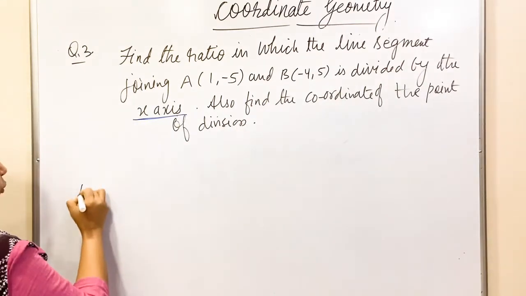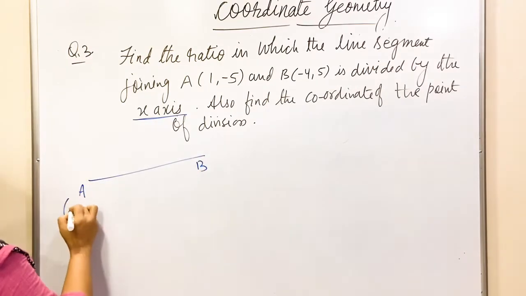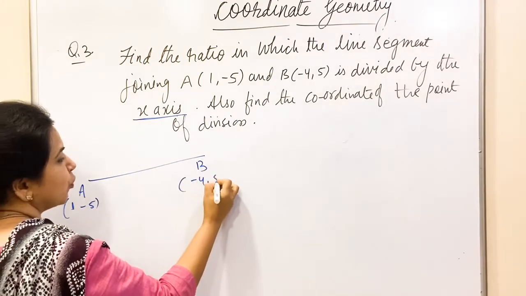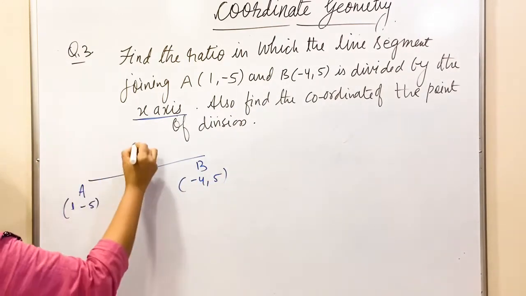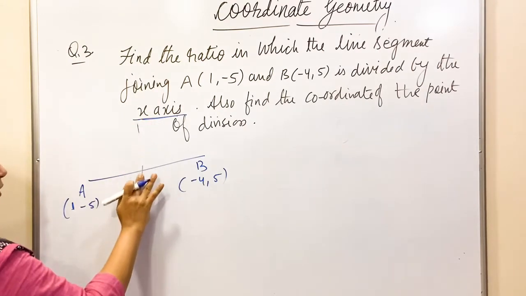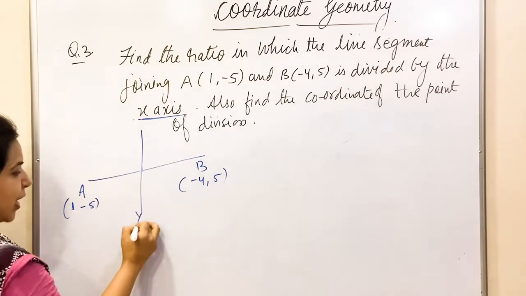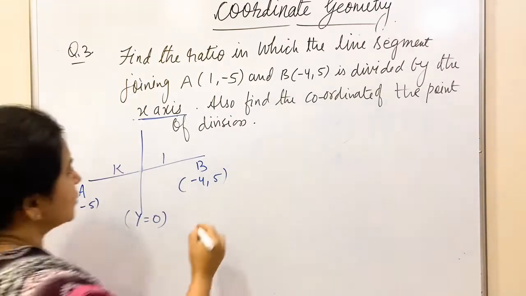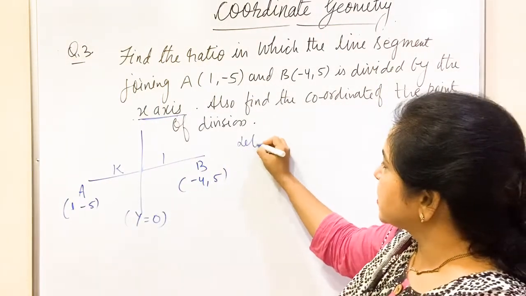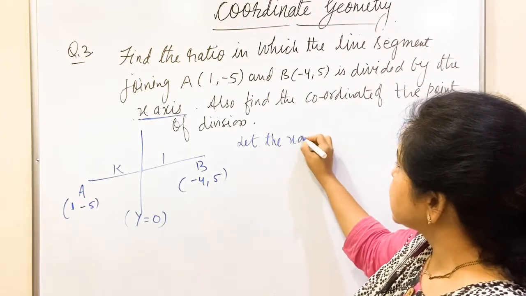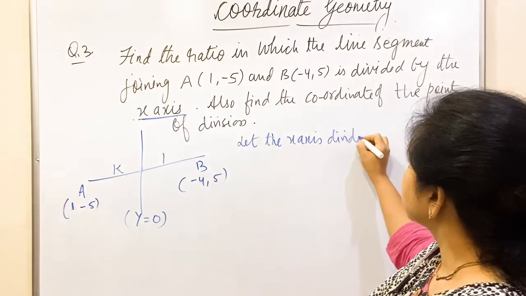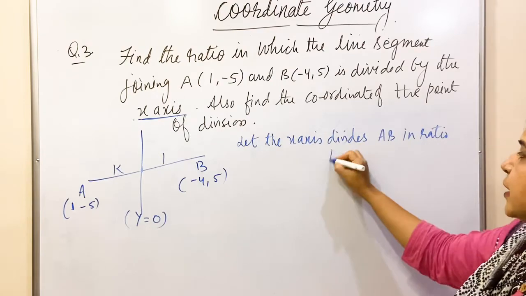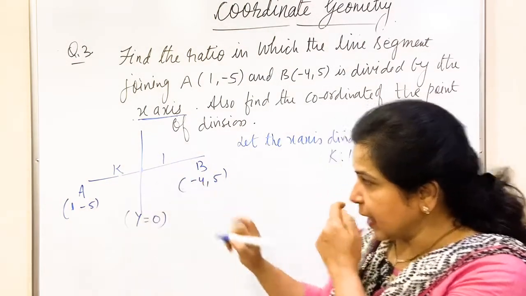So line joining AB, A is the first point (1, minus 5), and B is (minus 4, 5), is divided by the x-axis, and the equation of the x-axis is y equal to 0. So let the ratio be k is to 1. So let the x-axis divide AB in ratio k is to 1. So m is k, n is 1.